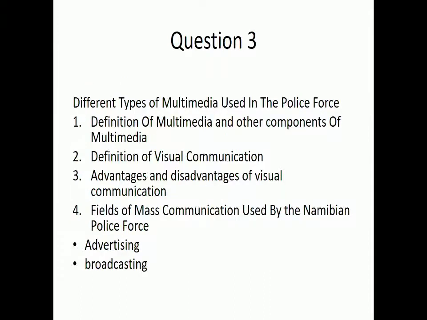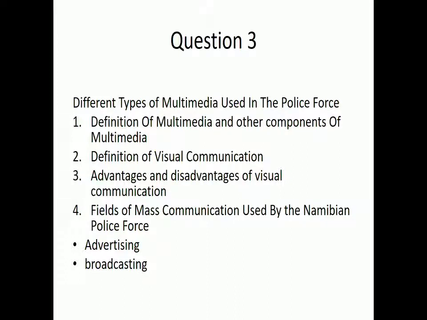Question 3. Different types of multimedia used in the police force. Definition of multimedia and other components of multimedia. You need to know the definition of multimedia and other components of multimedia.